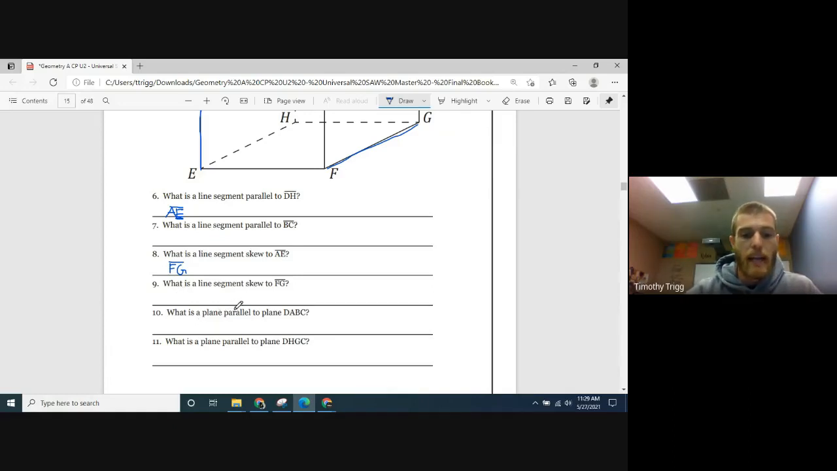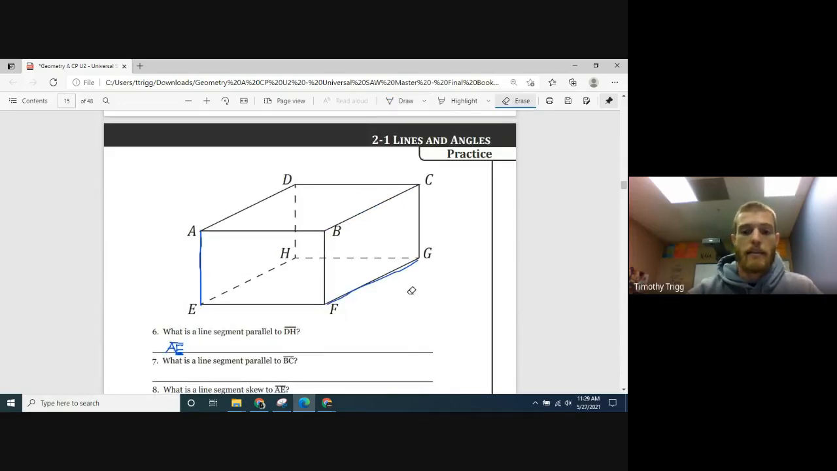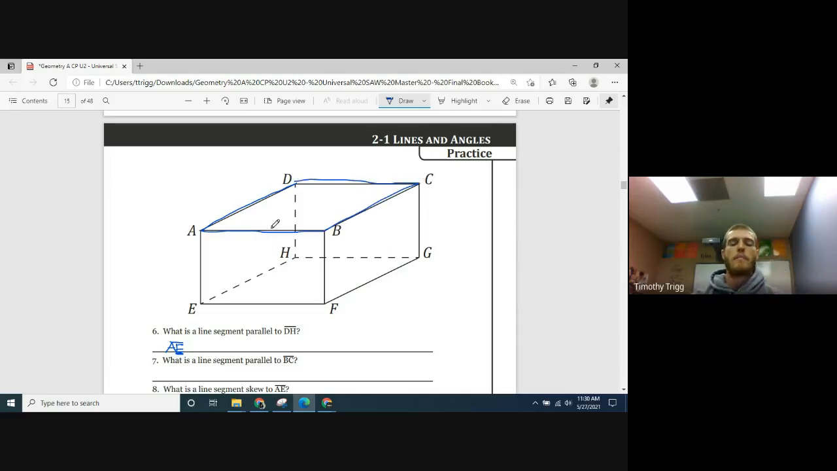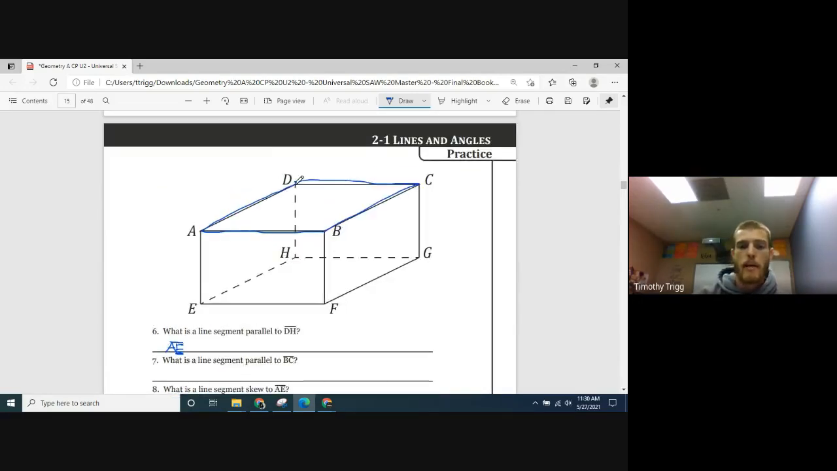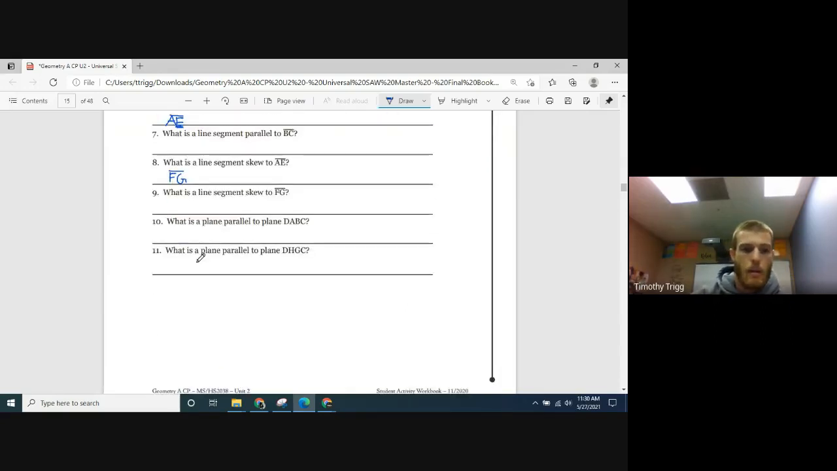What is a plane that is parallel to plane DABC? So again, we want to find plane DABC. Let's start with that. Well, that's here, DABC. That's the top plane. Okay, so right now they're talking about the top plane for question 10. What is a plane that is parallel to the top plane? Well, that would be the bottom plane. So the plane that's parallel to DABC would be HEFG.